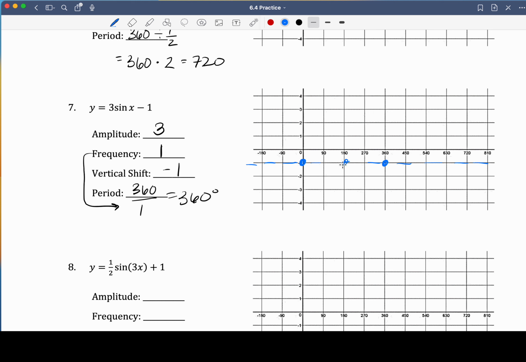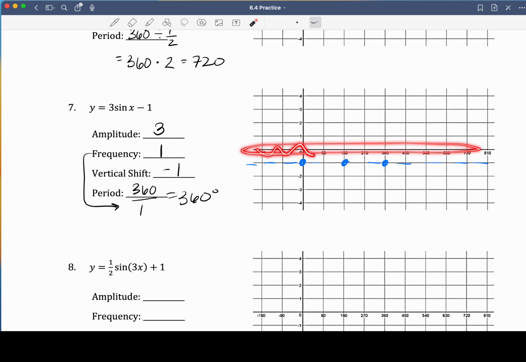Halfway between is 180. Between 0 and 180, we now use our amplitude. Our sine function is positive, so we're going to go up between 0 and 180. And how far are we going to go up? We're going to go up 3 units from the midline. So in this case, it's 1, 2, 3 units from the midline, right?